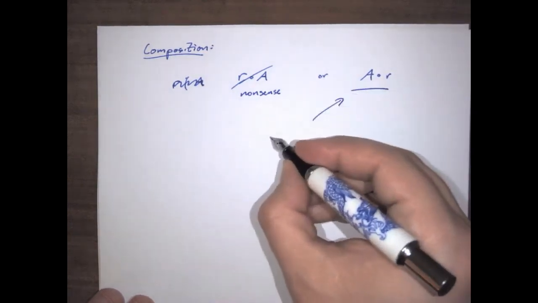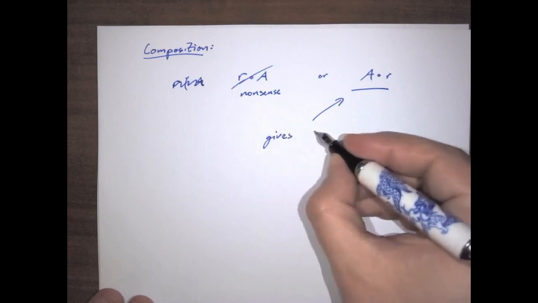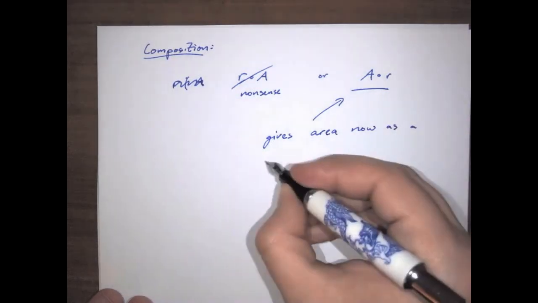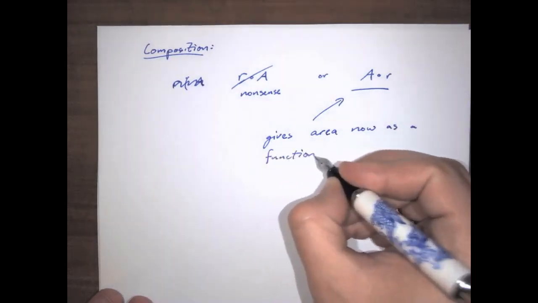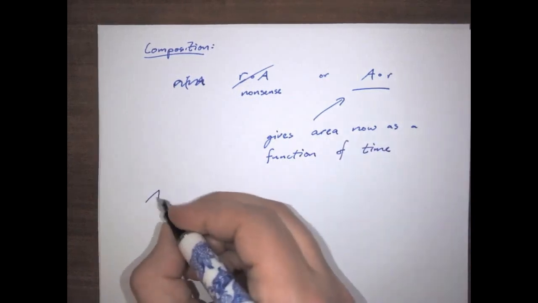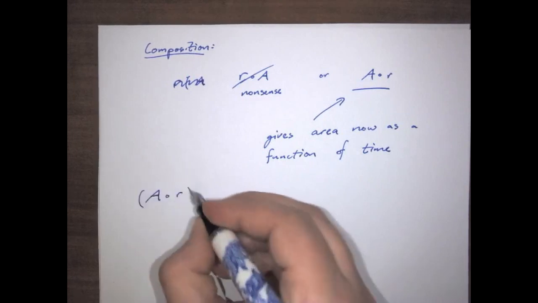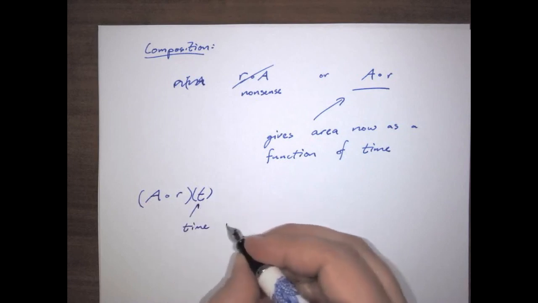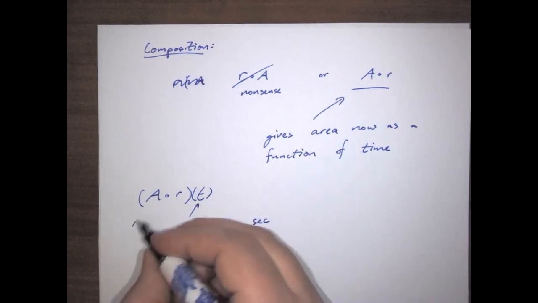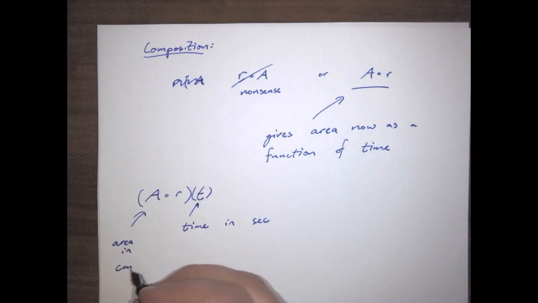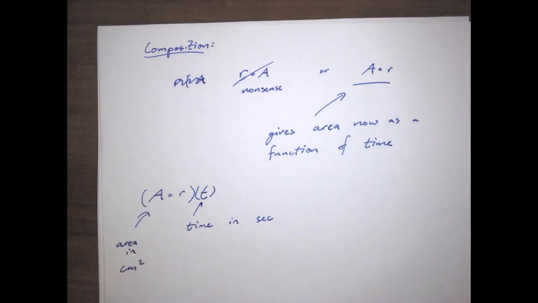This one is nonsense. But this one does make sense. This gives area now as a function of time. So A composed with R of t, this is time in seconds, and this gives area in, it's not just centimeters anymore because it's an area, it's centimeters squared.